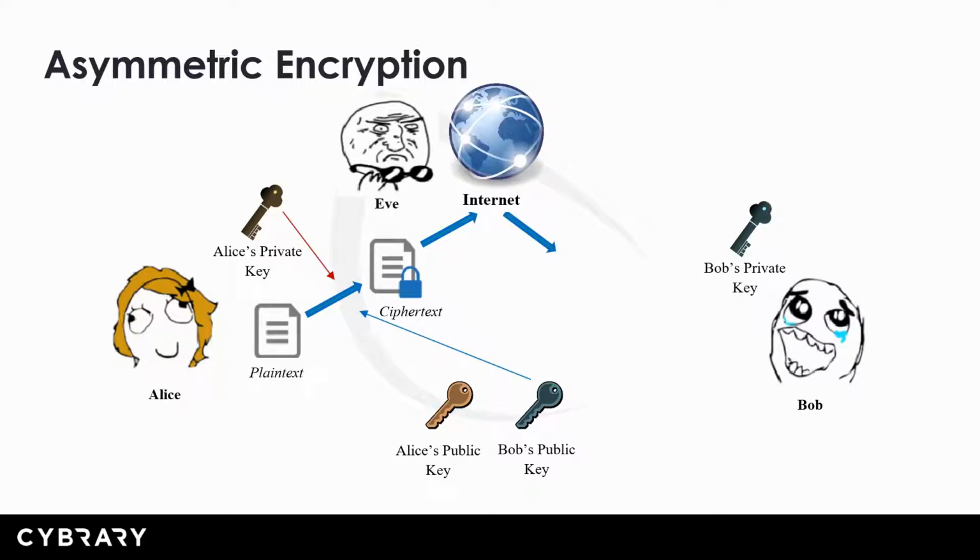Now, that ciphertext is sent over the internet, and Bob receives that ciphertext. Now, Bob will use his private key and Alice's public key, which is readily available, to decrypt that ciphertext and get the original contents of that message. And as you can see, asymmetric encryption uses a total of 4 unique keys, unlike symmetric, which only uses 1, resulting in a slower encryption process.